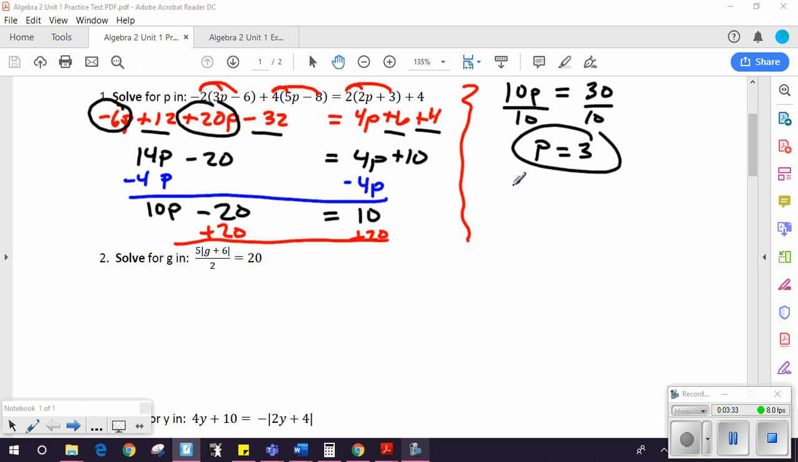Of course, please go back and plug p is equal to 3 in for every single p to double check that the answer is correct. Always check your work.